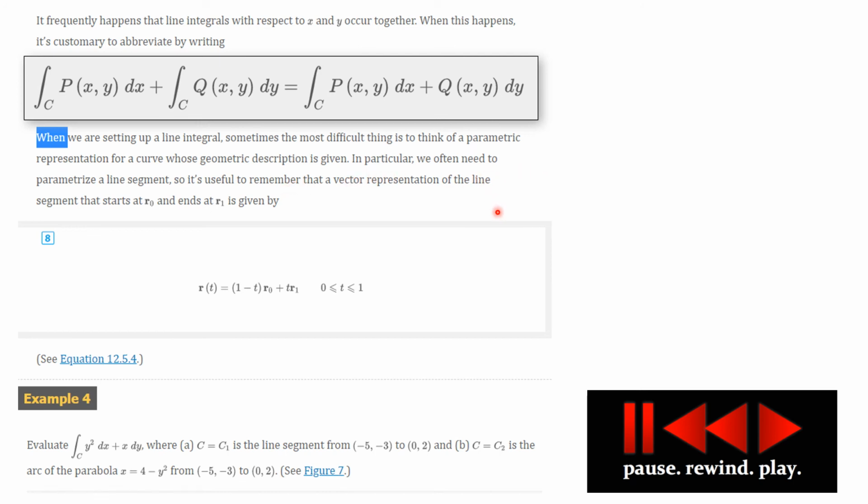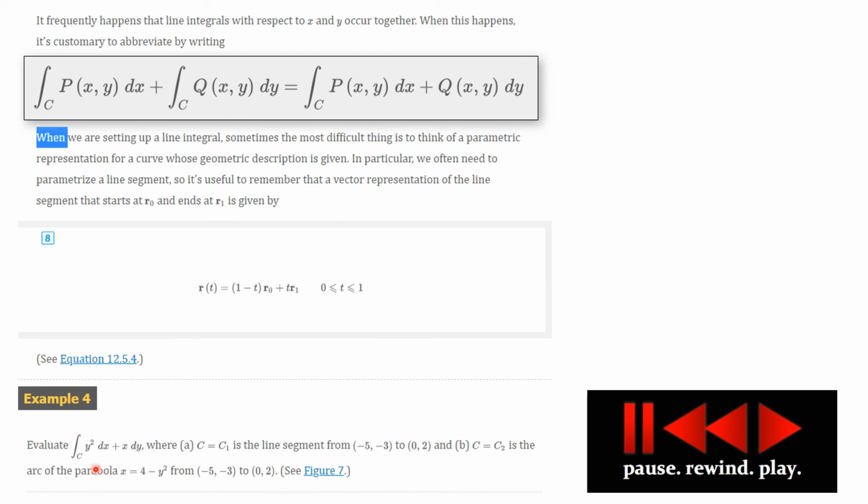In particular, we need to parameterize the line segment sometimes, and so a line segment would be r of t is equal to, and we're running from r0 to r1, and this is the way you can do a line segment, and there are others. So here's a problem for you to give a go. Please give this a try.